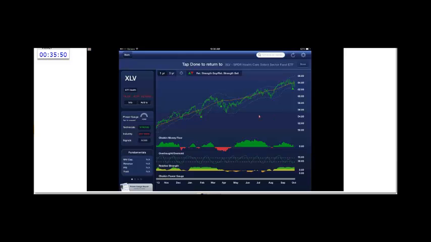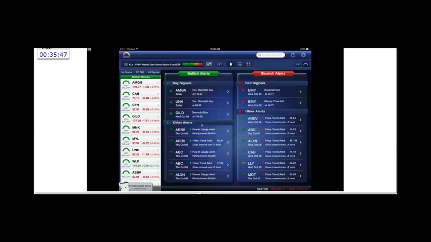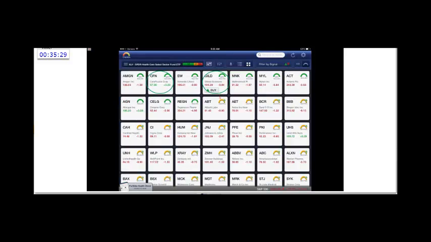So the first thing you do is look at the dashboard. Amgen, Gilead and United Health all triggered buy signals as of last night's close. Actually, one, Bristol Myers, triggered a sell signal. So you're looking for buy signals in a strong sector or industry group. You tap, and this is what that display looks like.